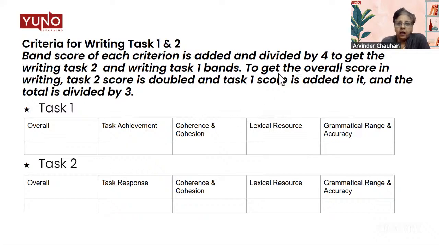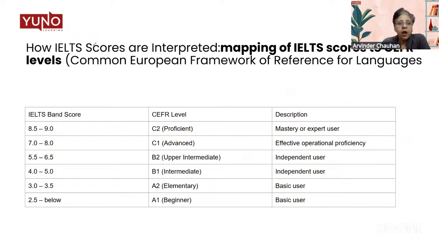Okay. Let's move ahead. How IELTS scores are interpreted, mapping of IELTS scores to CEFR level. What does CEFR stand for? It stands for Common European Framework of Reference for Languages. This is something that you will come across. What is your CEFR level? People would ask you. It starts from A1, A2, B1, B2, C1, C2, with C2 being the highest, which is a band score of 8.5 to 9.